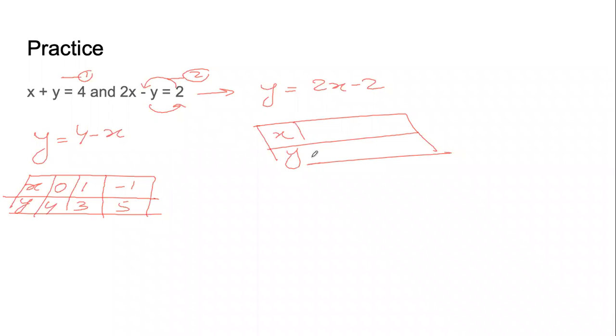If we do the same thing for the second equation, x and y, if we take x equals 0, 2 into 0 is 0, 0 minus 2 is minus 2. If we take x equals 1, 2 into 1, 2. 2 minus 2, 0. If we take x equals minus 1, 2 into minus 1 is minus 2. Minus 2 minus 2 is minus 4. So once again, I have shown you 3 pairs of values that satisfy these equations. But the textbook very clearly strongly advises us to use 4.